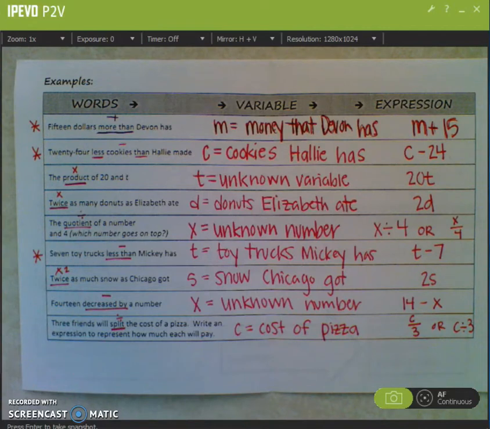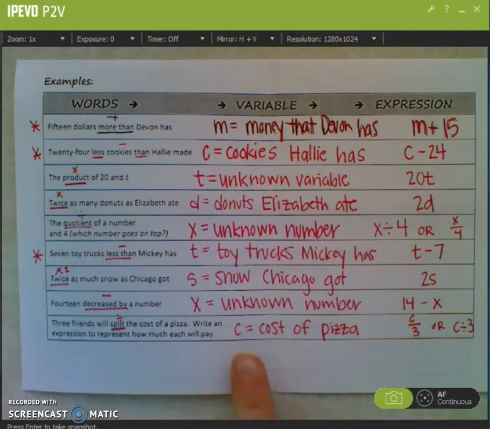And then the last one could have been a little tricky. Make sure you've got the right order. Order does matter. 3 friends will split the cost of pizza. Write an expression to represent how much each will pay. If we're splitting things into groups, we're dividing them into groups. So split is a division word.